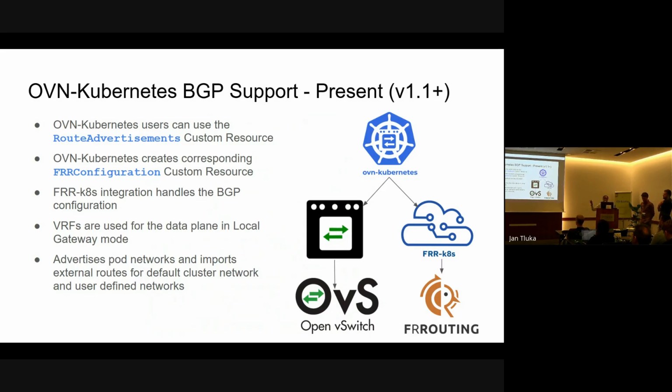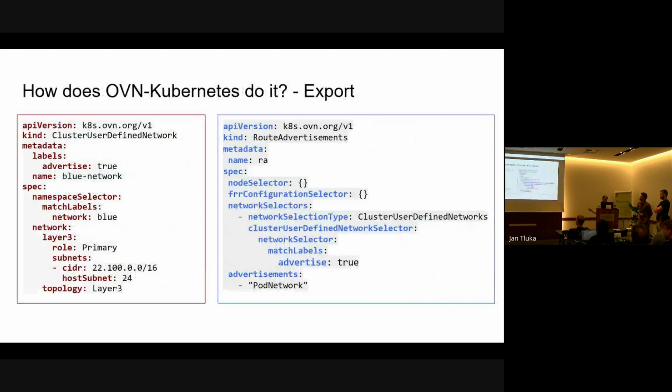In addition to the OVN and OVS side of things, OVN-Kubernetes also leverages FRR-Kubernetes, which is another CNCF project as part of the MetalLB org, to implement the BGP peering and configuration. So FRR-Kubernetes integration is what handles all of that. And underneath it, that is using FRR routing.